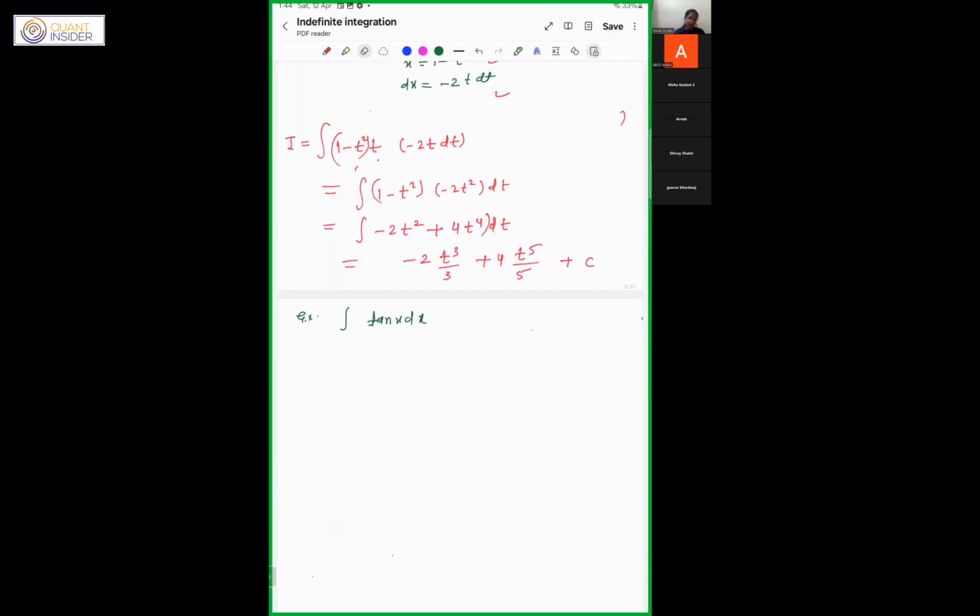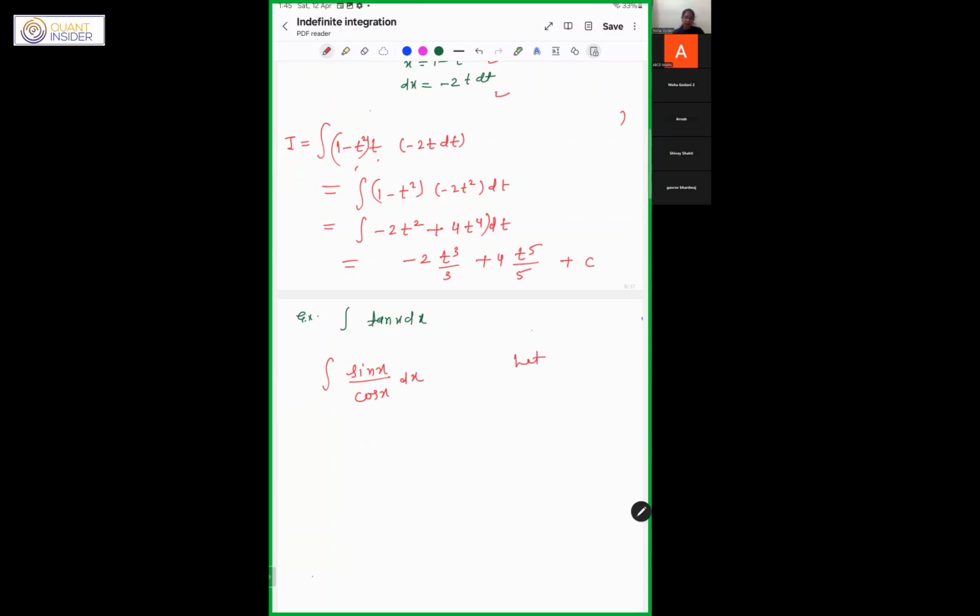Next one is integration of tan x. Can you do it by yourself? tan x is sin x upon cos x dx, and you have to integrate it. Can you apply the method of substitution? Choose one function as t so that its differentiation with dx gives you a term in t or dt. So what can you take?